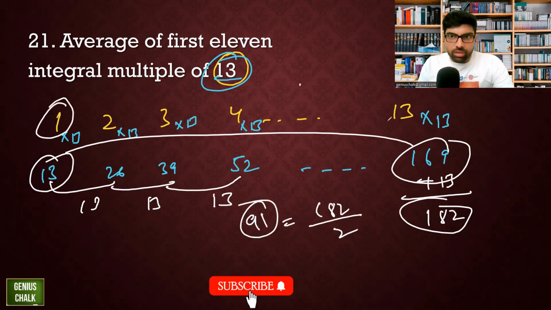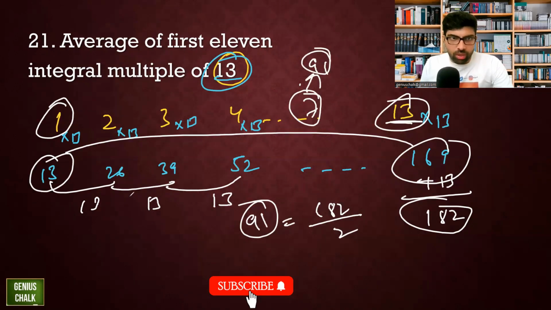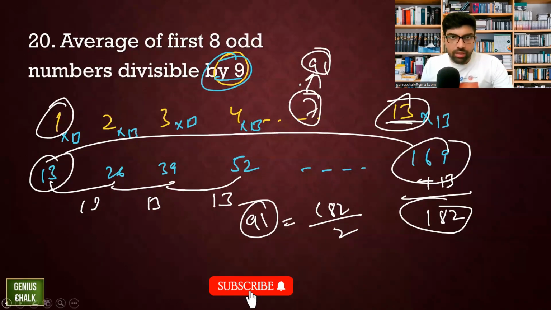You see, what is the average of 13? This must be the 6th number. The 6th number into 13 is 78. We can see it like this as well, right?